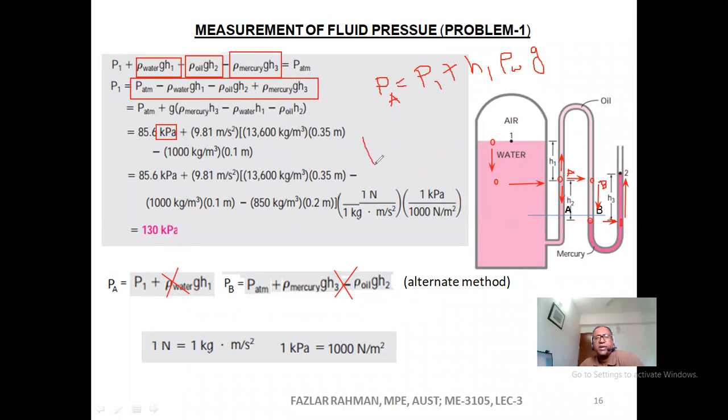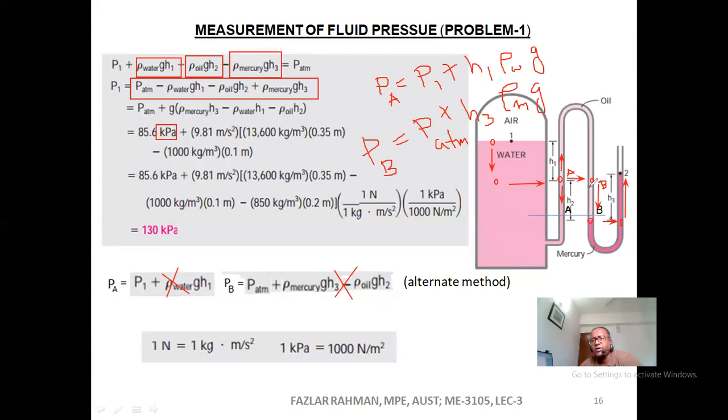So at point B equal to, you start from here, P atmospheric pressure at point 2. So P ATM. Then from point 2, you are coming down H3, so it will be plus H3 rho mercury into G. So you are now right over here. Then you come over here. Same pressure, right? Right over here and over here.